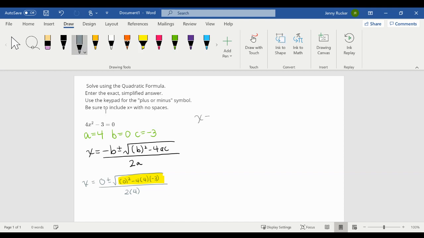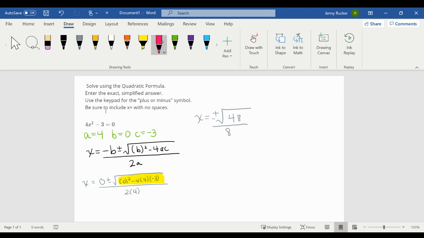Since it is 0 plus or minus, we don't really need the 0. We can just go ahead and do plus or minus the square root. So that would be 4 times 4 is 16, times 3 is 48, and a negative times a negative is a positive. So that would be plus or minus the square root of 48 over 2 times 4, which is 8.